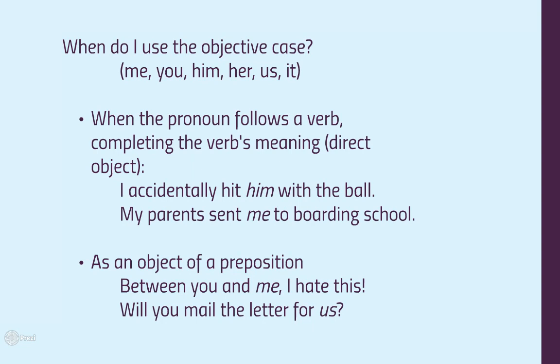Look at the second sentence. Will you mail the letter for us? Here we have the preposition for, so we would need to follow up with the objective pronoun us. We would never use we there, which is the subjective form. We would always say us. So that's just a quick overview of subjective and objective pronouns. As I said, we will practice this a lot more in class, and I'll answer any questions you have about where to place each type.